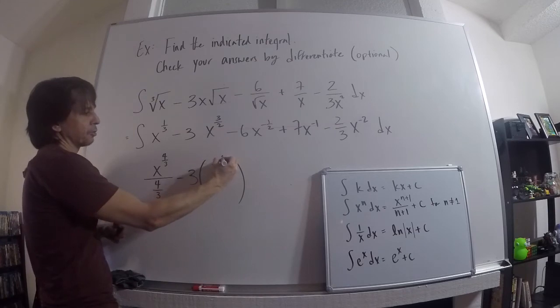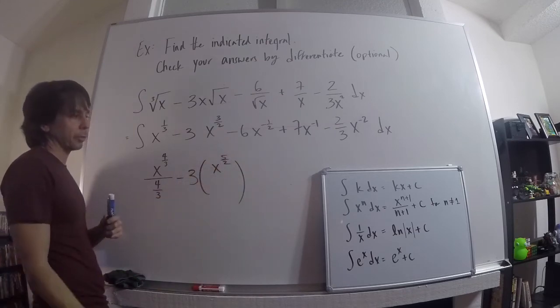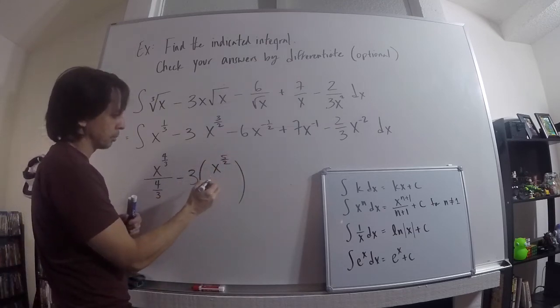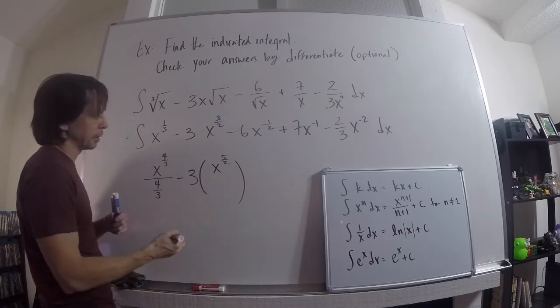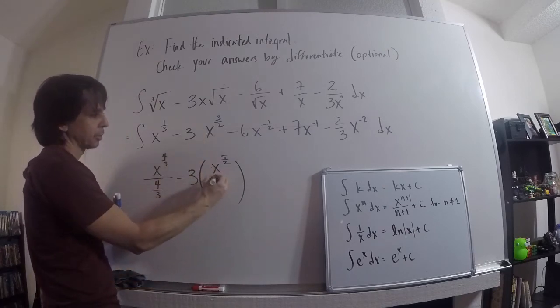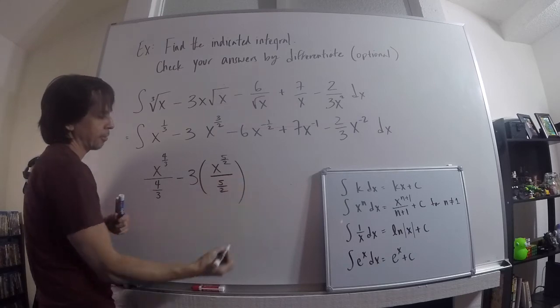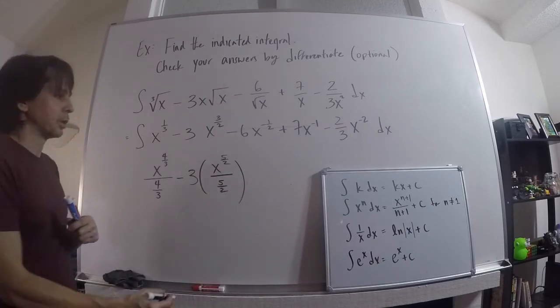3/2 plus 1 is 5/2. You need a common denominator if you're a little bit shaky on that. But anyway, 3/2 plus 1 is 5/2. I'm going to be dividing by that 5/2 power. I'll be doing the reciprocals next step.